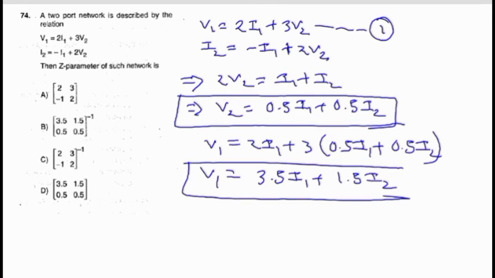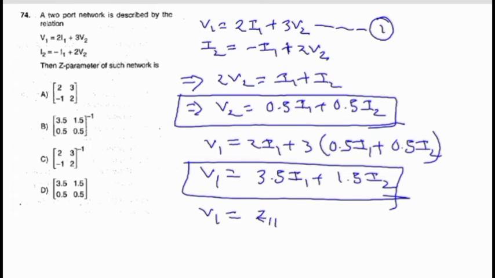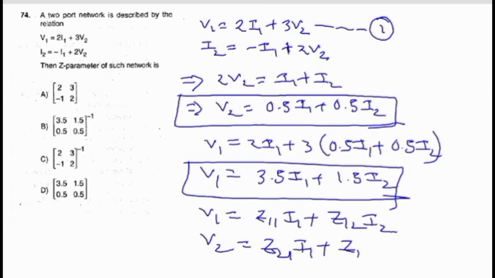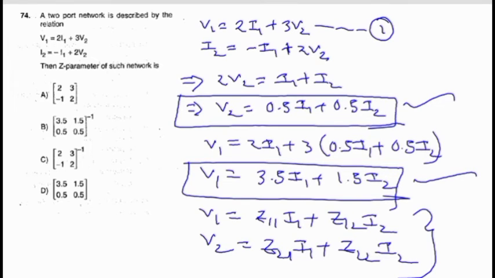So you should know that the general equation for finding Z parameter is V1 equal to Z11 I1 plus Z12 I2, V2 equal to Z21 I1 plus Z22 I2. So if we compare these two equations with these two equations, option D is correct. That is Z11 is 3.5, Z12 is 1.5, Z21 is 0.5, Z22 is 0.5.